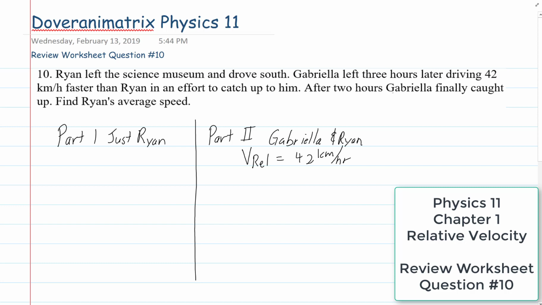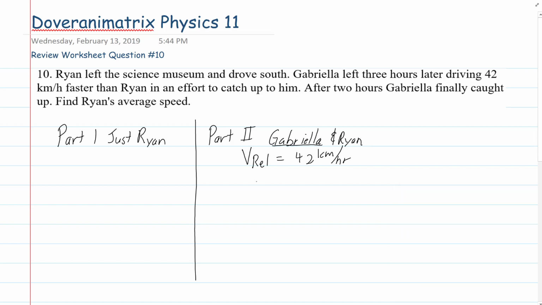And after 2 hours, Gabriella finally caught up. So during this time, Gabriella only traveled for 2 hours. Time during this is 2 hours. So 3 hours later, the time over here, Ryan was just going for 3 hours, because Gabriella left 3 hours later. So this time over here is 3 hours.